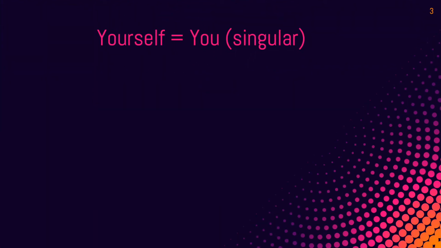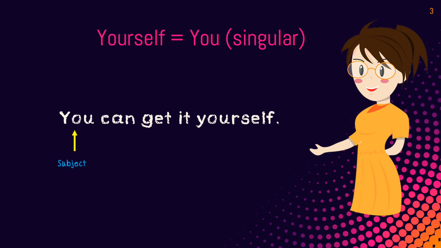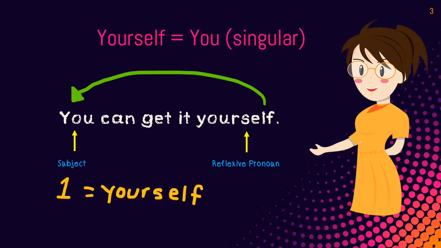The next reflexive pronoun we're looking at is yourself. Yourself replaces the subject you if it is being used in a singular fashion. For example, in the sentence, you can get it yourself, you is the subject, and yourself is a reflexive pronoun. Yourself refers back to you, but you is singular, so we're using the reflexive pronoun yourself.